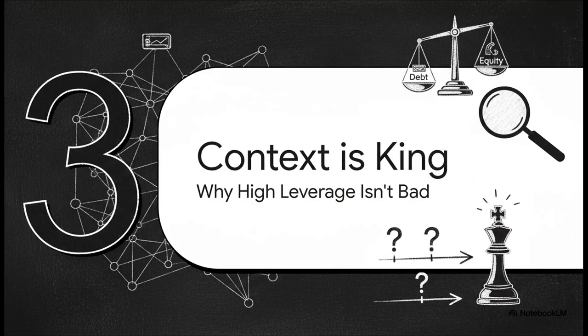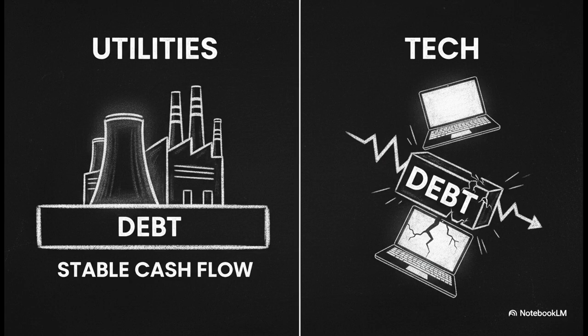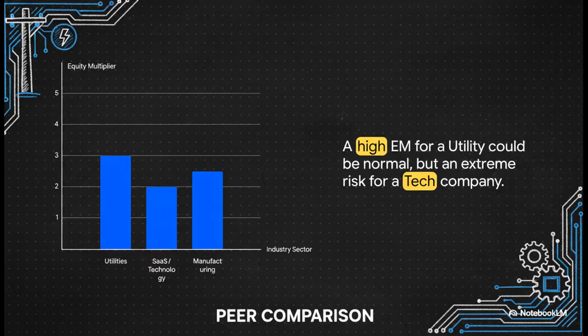Now, hold on a second. Before we go and label every company with a high equity multiplier as a bad investment, we need to add one crucial layer of nuance here. And that is, context is everything. And the most important context is the industry. Think about it, right? A big utility company with massive power plants and super predictable cash flows from customer bills can safely handle a lot of debt. But a new, volatile tech startup with almost no physical assets and unpredictable sales, that same amount of debt would probably crush it.